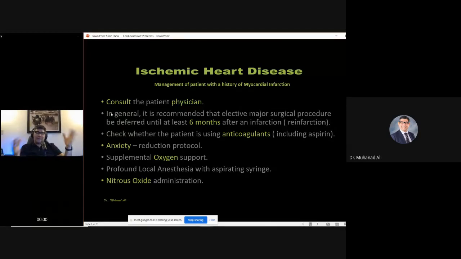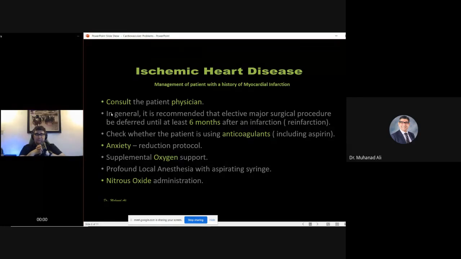So surely your patient has gone through difficulties, heart disease and attacks before. I mean we are talking about infarction now, not just chest pain and anxiety or over activity or over exercise. So usually for elective surgery with a myocardial infarction patient, if it is elective, you have to consult and you have to postpone your patient 6 months after the infarction.